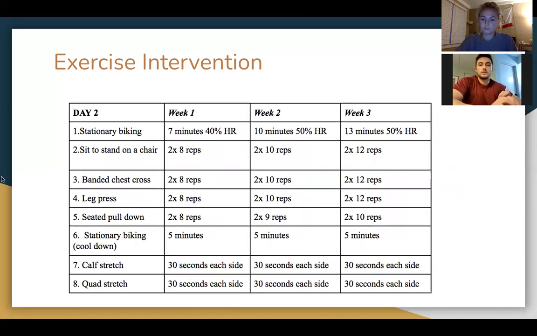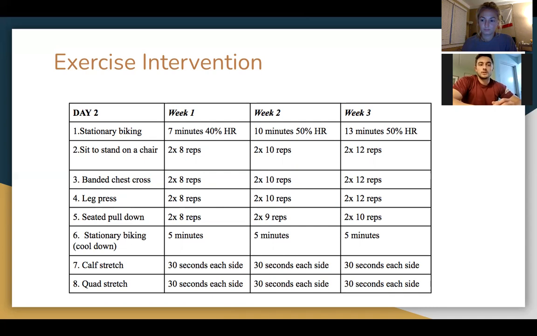And then if we go to day 2, we have the stationary bike as well as sit to stand from a chair, banded chest cross, leg press, seated pull down, stationary biking again to cool down, calf stretch, and quad stretch. Now we picked the pool and the biking just to pick exercises that weren't going to produce as much force on the joints because at the moment he is completely sedentary. So we want to keep the injury risk as low as possible for him, especially considering his BMI. So that's why we chose those.